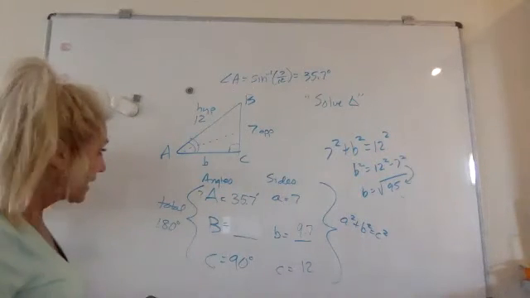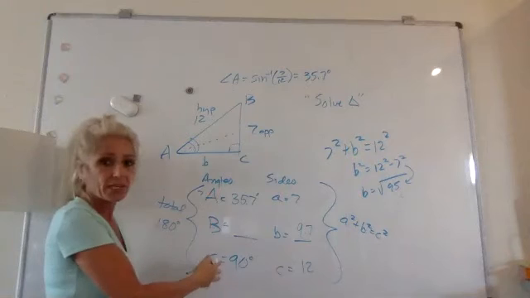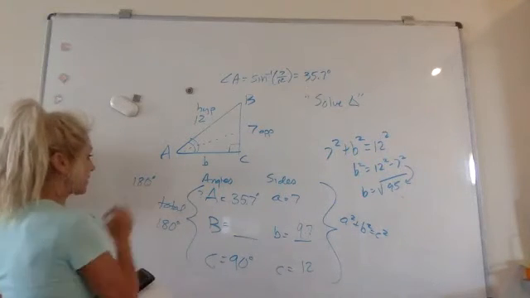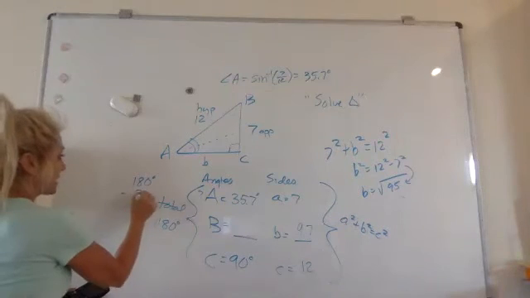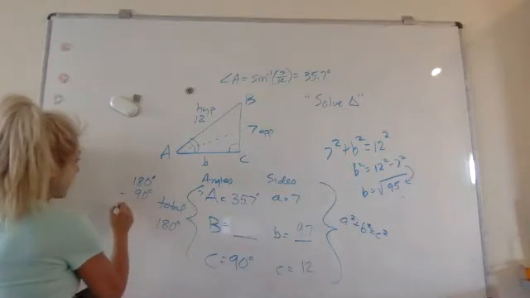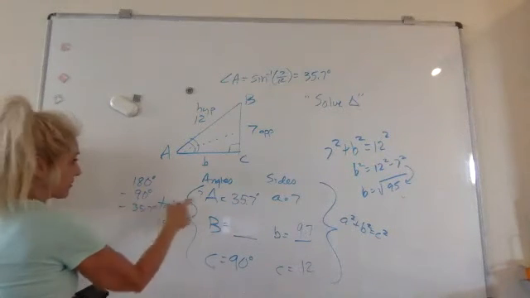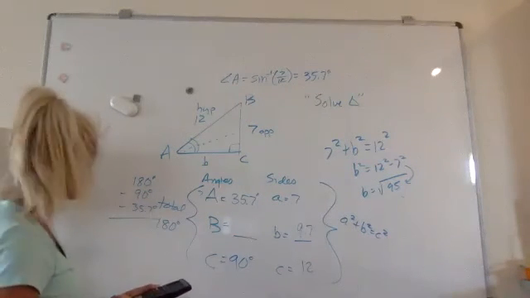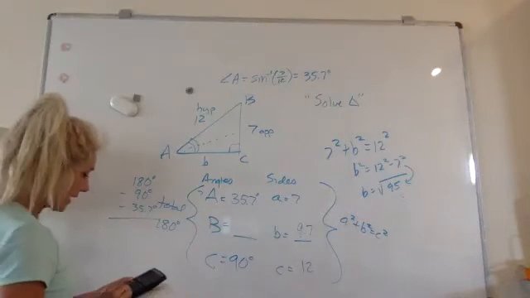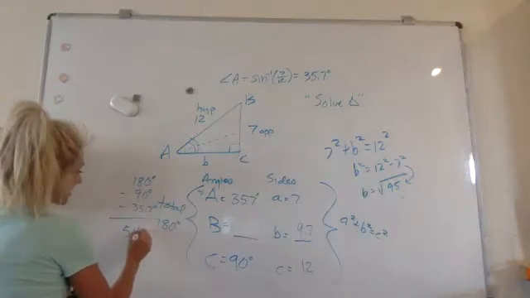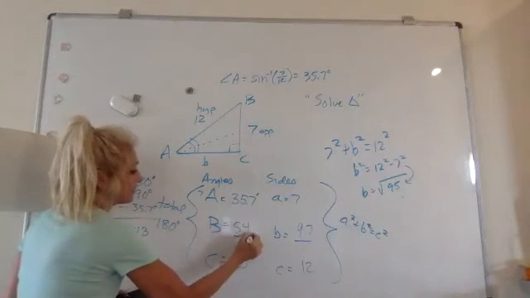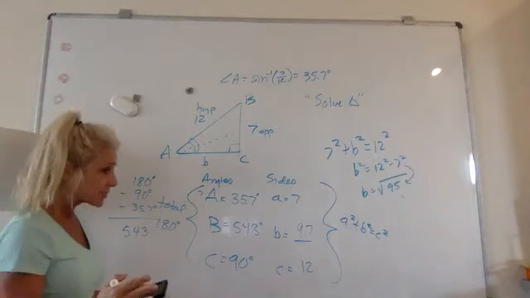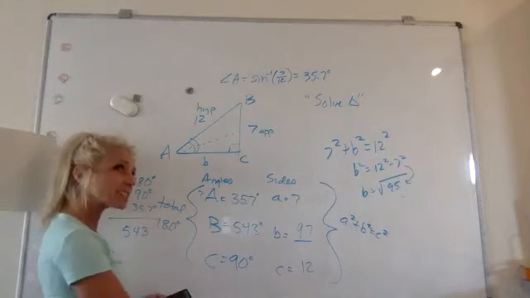For my third angle, I don't have to do trig. I could, but I also could just say, hey, 180 is my total. I have 90 tied up here in angle C. I have another 35.7 up here in angle A. If I just subtract all of that, I'm going to end up finding out that that last angle is going to be 54.3 degrees. And you can always check your answers for reasonableness.